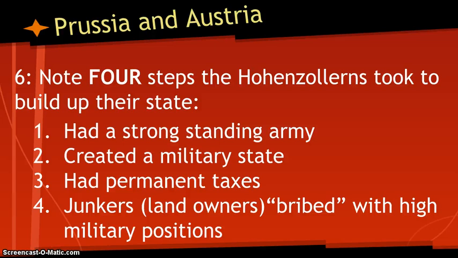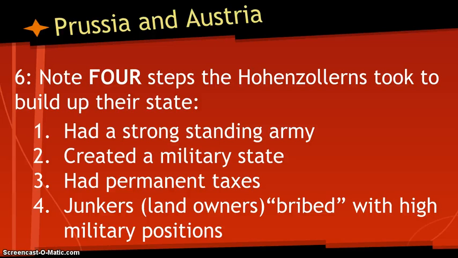And finally, the Junkers, the landowning nobility that lived in Prussia that were working under the Hohenzollerns during their time in power. I put in quotes, bribes. In other words, they kind of paid them off, the Junkers, with high military positions. So the Hohenzollerns decided, you know what? In order for us to have control over this group of landowning nobility, the Junkers, we need to give them something that will give us more power and let us be able to do what we want. And so they offered them high military positions.